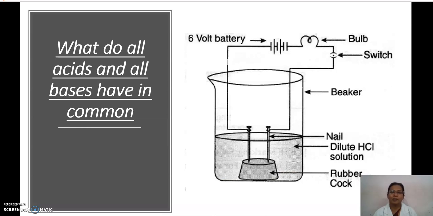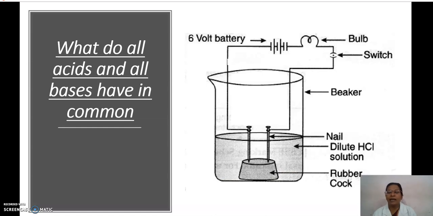Hi children, good morning. Today's question is from the CBSE 10th Standard NCERT textbook, second chapter, Acids, Bases and Salts. Today's topic is: what do all acids and all bases have in common? For that, the experimental setup is shown.